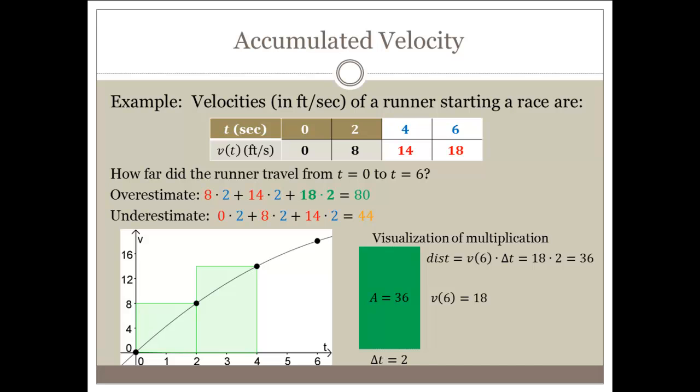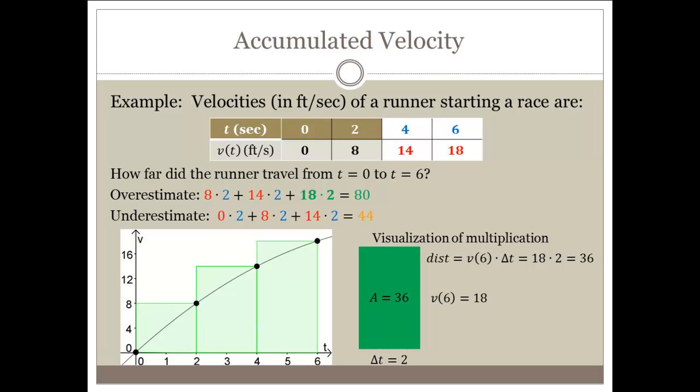Now, since this is talking about the time interval from 4 to 6 seconds, we will put it on our graph over the time interval from 4 to 6 seconds. Like the last two rectangles, since the height is given by v of 6, we pass through the point 6, v of 6 in the top right-hand corner.